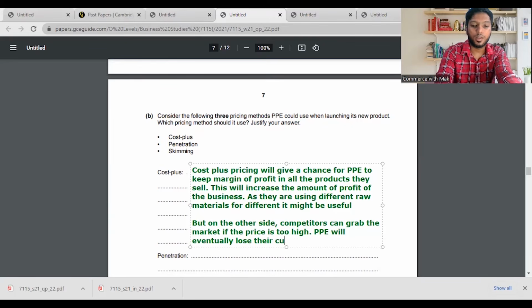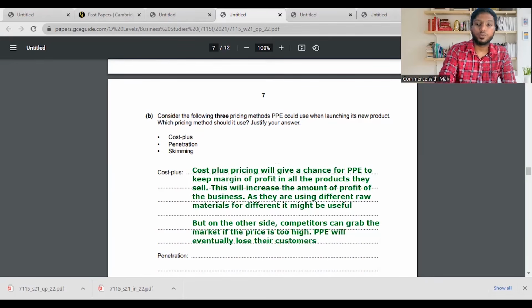So if you try to keep profit in all the products you sell, you might sometimes lose customers, because you should not always target profit in everything. What happens to most businesses is they always target as much profit as possible in every product they sell. That's not the correct way to do business. But here it's a good thing, because cost plus pricing is trying to target each and every person based on the needs of the customer. So in job production, in some way, cost plus pricing is a better option. But then we can also speak about penetration and then skimming. So here I spoke about how cost plus pricing will give a chance for PPE to keep a margin of profit in all the products they sell.